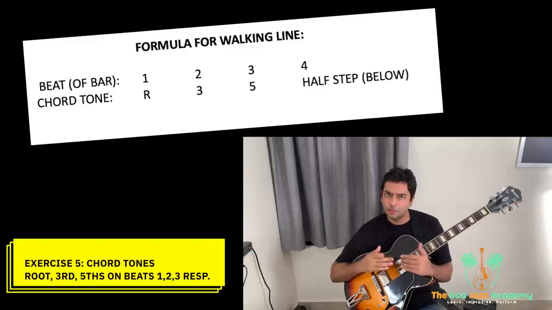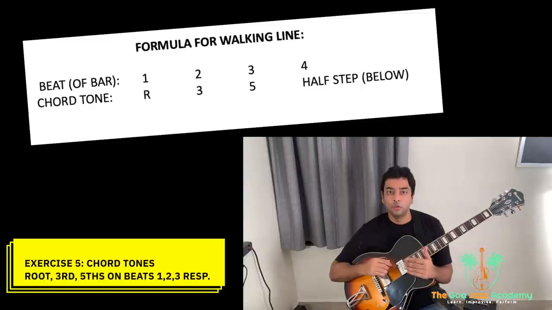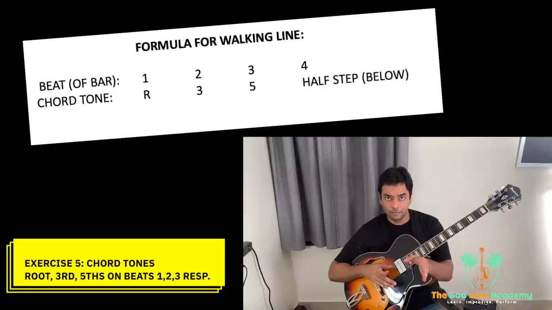Now let's make them even more interesting. अब this time इस एक्सरसाइज के लिए हम रूट, थर्ड एंड फिफ्थ, रूट को बीट 1 पे डालेंगे, थर्ड को बीट 2 पे डालेंगे, एंड फिफ्थ को बीट 3 पे डालेंगे. And we're going to choose a half step approach note from above on beat 4.